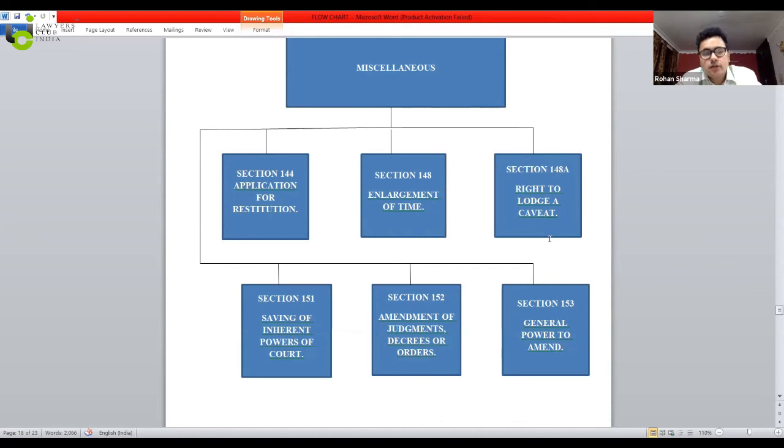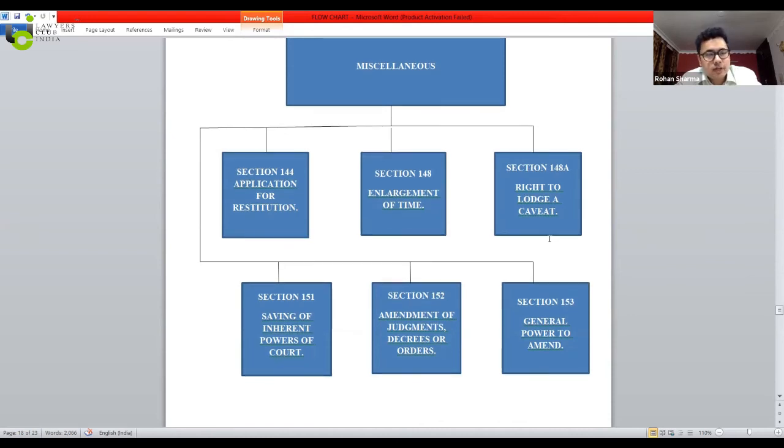Now, an interesting thing to note is that the section is phrased in the manner of saving of inherent powers of the court. Why is this section specifically phrased in this manner? Why does the section not simply read section 151, inherent powers of the court? It has a reason. The reason is that these powers are called inherent powers for a specific reason.